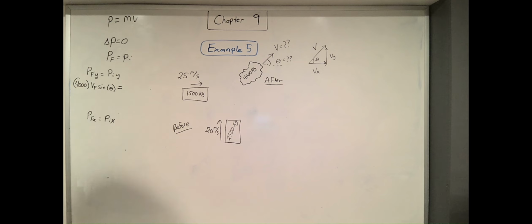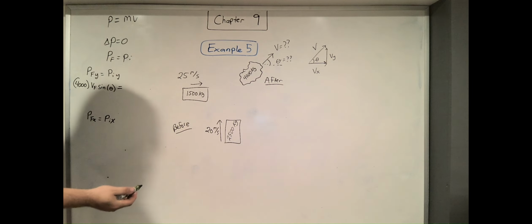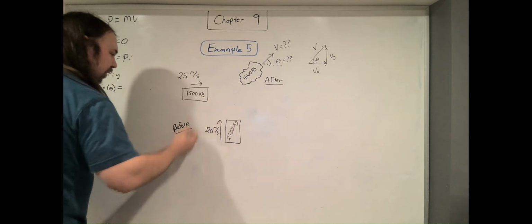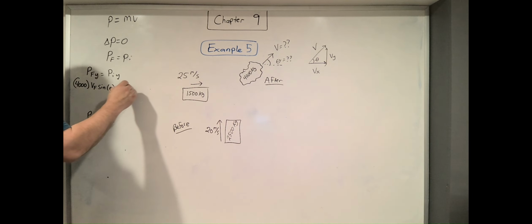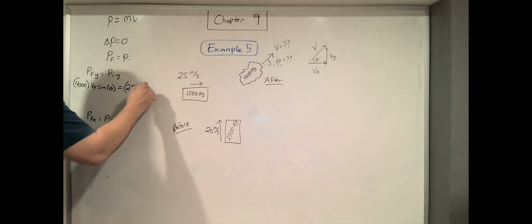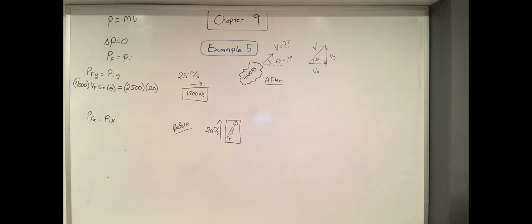Let's look at what's happening in the y direction initially. We have this car traveling, but it's not traveling in the y, so we're not going to care about it. We only care about what's happening initially in the y. And for that one, I get a mass of 2,500, and I get that velocity, which is 20. That side at least worked a little bit better.